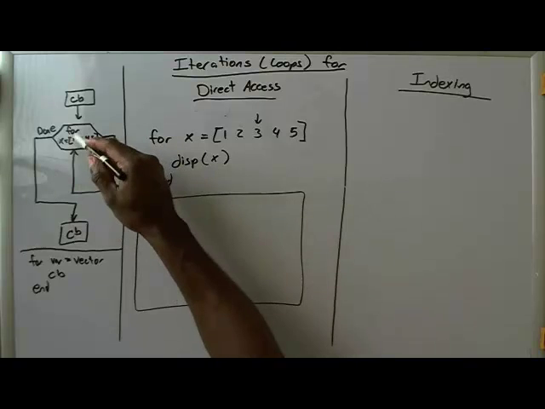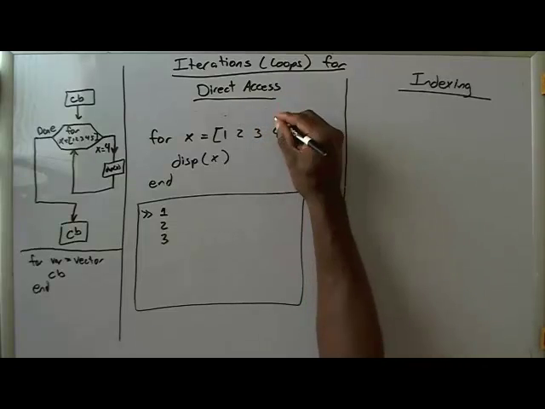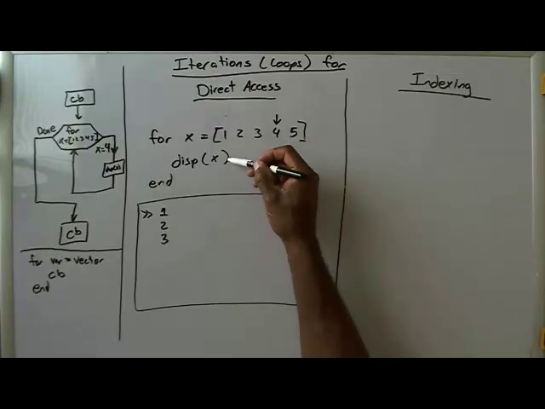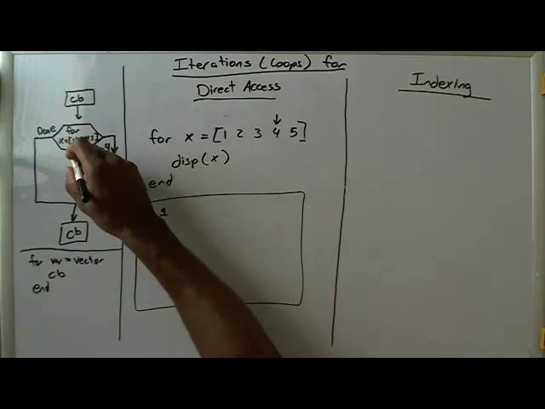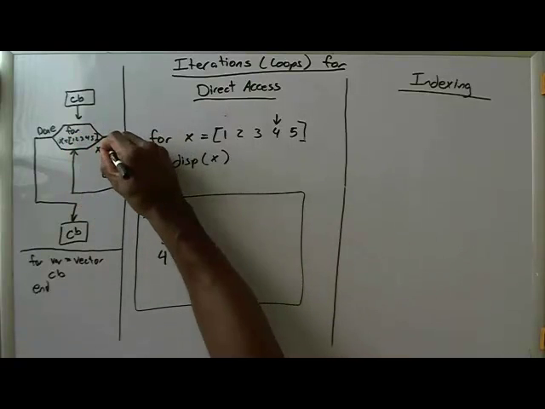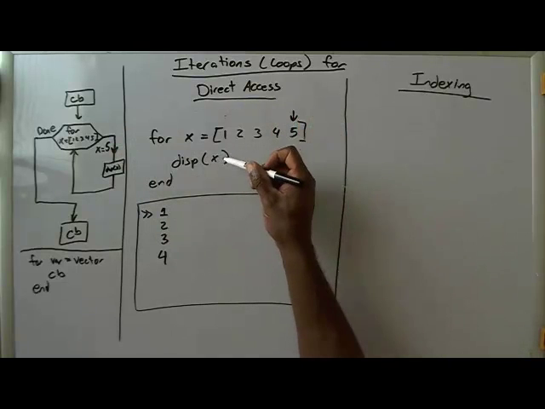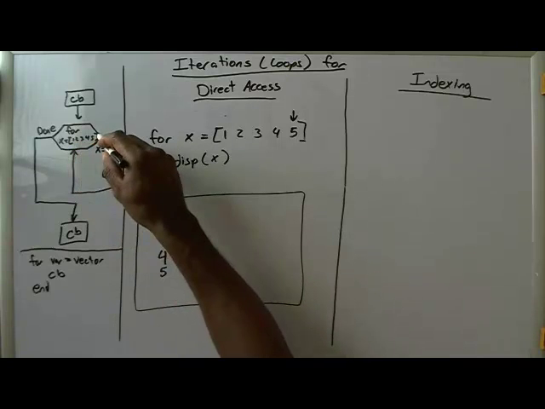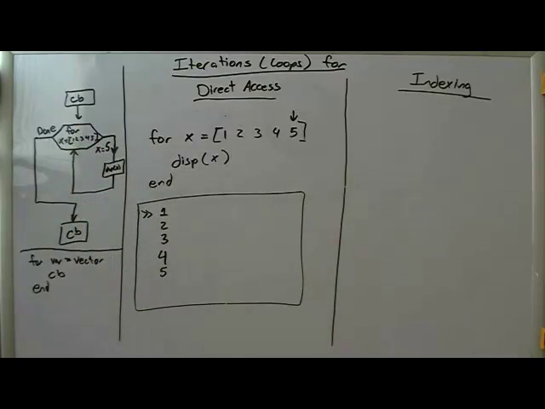I finish that, I loop back up. Now x equals the next value, which is 4. I go to the code block, which is display, and 4 gets displayed to the screen. I go back up, x equals the next value, which is 5. I do the code block, which is display x, so I display 5. And then I come back in. I'm done with the vector, so I hit done, and I would execute the next following code, but there is nothing in this particular example. So that's how this works.